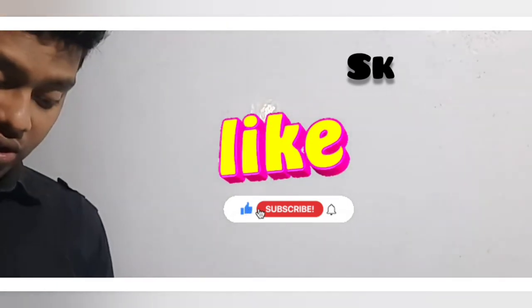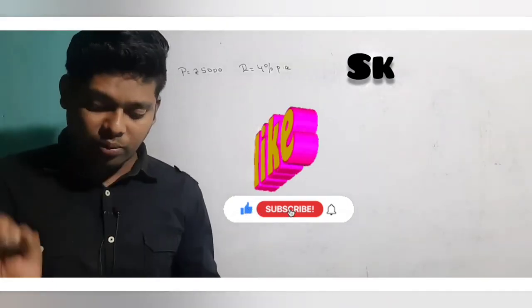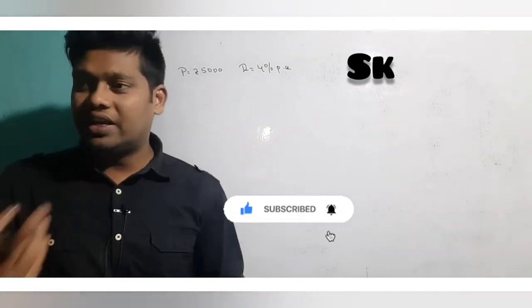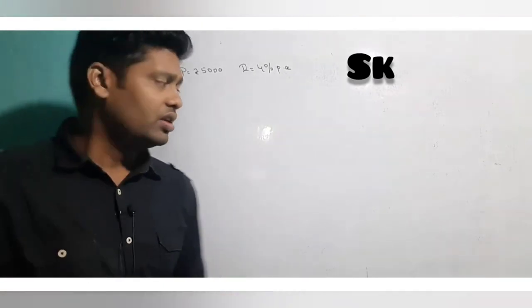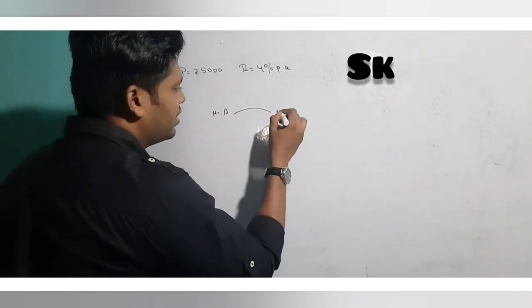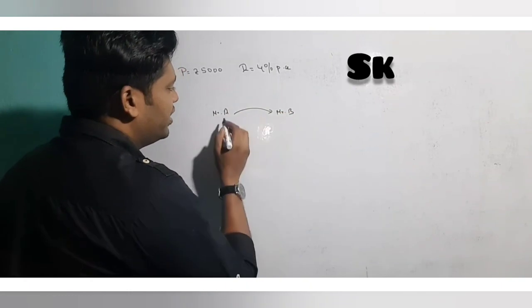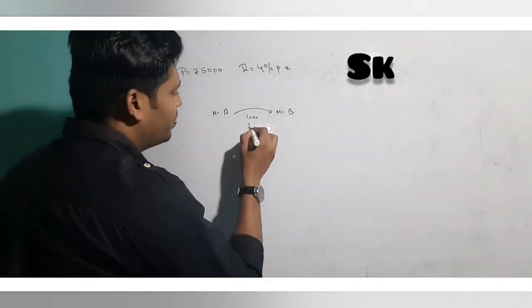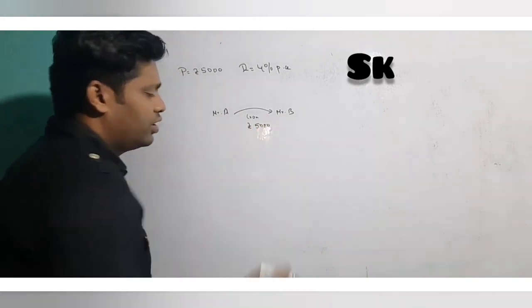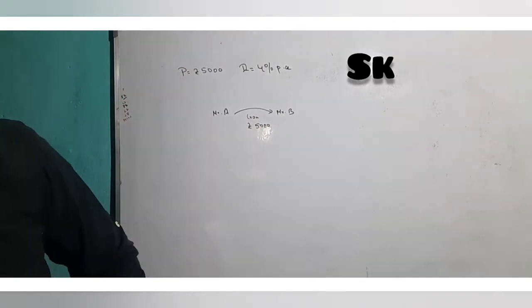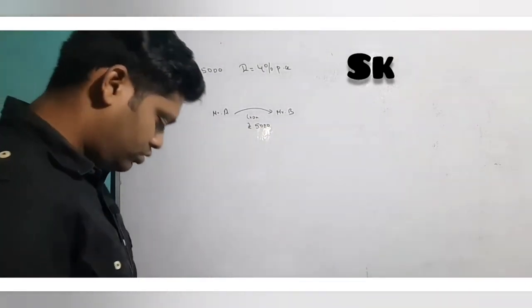Now see this one. He pays rupees 500 at the end of the first year. This person has taken some money, for example, Mr. A is there. He has given a loan to Mr. B. How much? Rupees 5,000. So what is he saying? He is saying that for how many years he has given the loan?